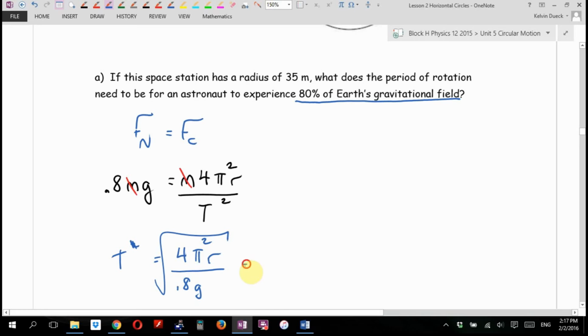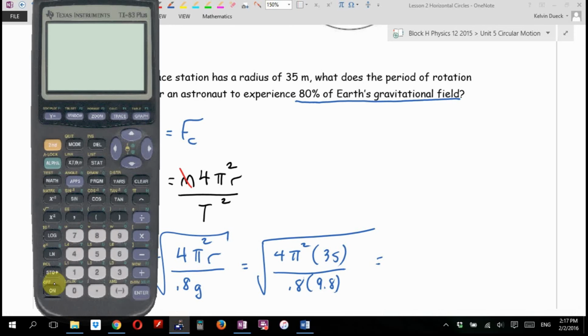Okay. If I want 80% of Earth's gravity, and the space station that we built has a diameter of 70 meters, a radius of 35 meters, it needs to spin every how many seconds? 4 pi squared 35 divided by 0.8 times 9.8, square root. 4 pi squared times 35 divided by bracket 0.8 times 9.8, square root.